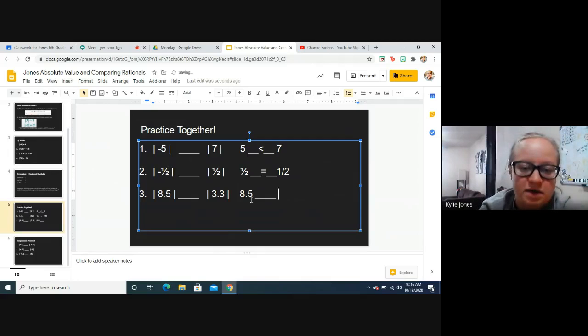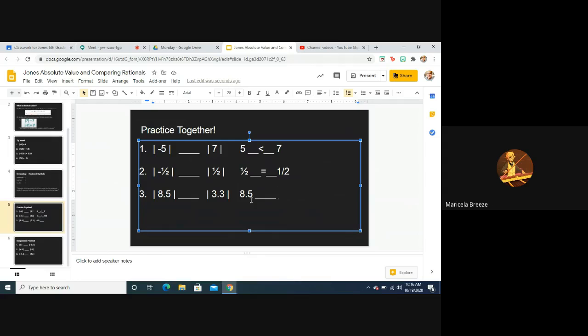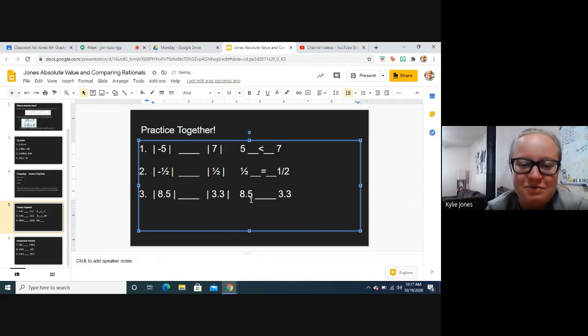Okay, so we have a positive 8.5. Now we need to take our absolute value of positive 3.3. What's the absolute value of 3.3? Positive. Good. It is a positive 3 3/10. So both of these were already positive, so they just stay positive.